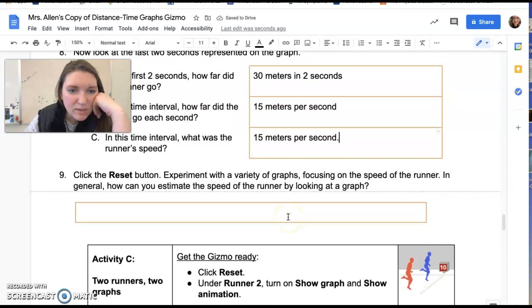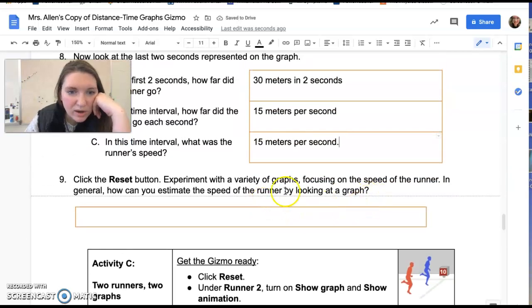Okay, click the reset button. How can you estimate the speed of the runner by looking at a graph? You're going to take the number of meters divided by the number of seconds. That's how you get the speed. Cool?